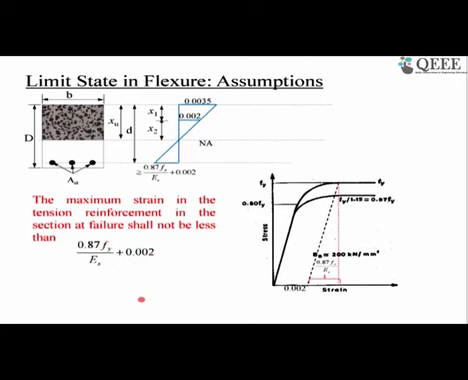But read these assumptions carefully. We'll come to this. What is the basis of this? What is the reason for this assumption? This assumption says the maximum strain in tension reinforcement in this section shall not be less than this. It doesn't say that maximum strain is this; it says maximum strain shall not be less than this value. Means your strain at this fiber should be greater than 0.87 Fy by Es plus 0.002.